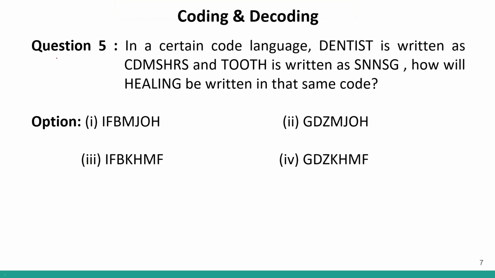Moving on to question number 5. Question number 5: in a certain code language, DENTIST is written like this, TOOTH is written like this. We have to find the code for HEALING. So let us do it for DENTIST first.